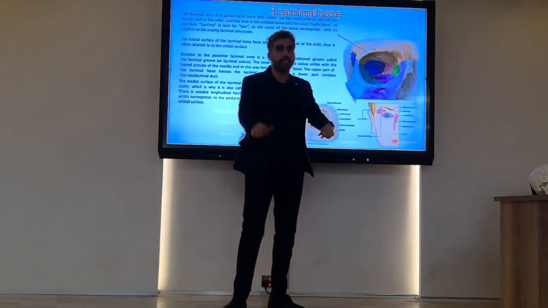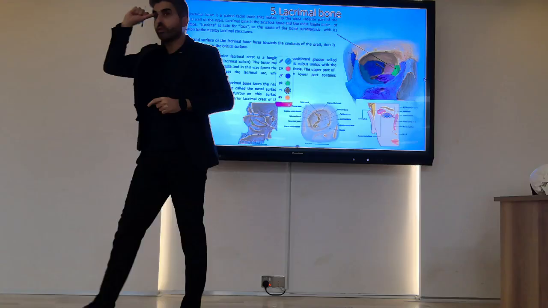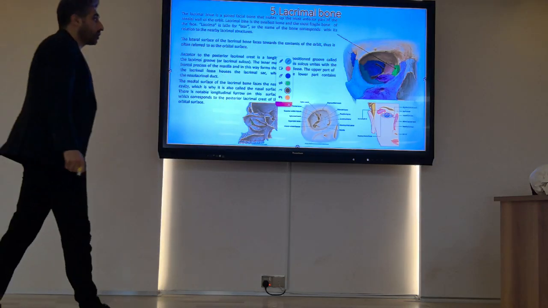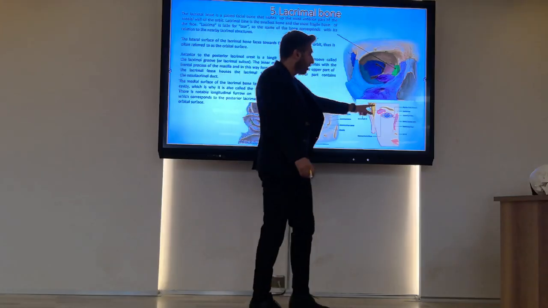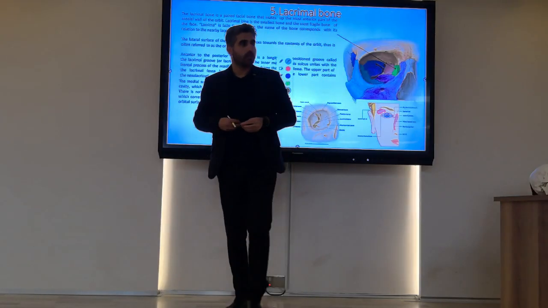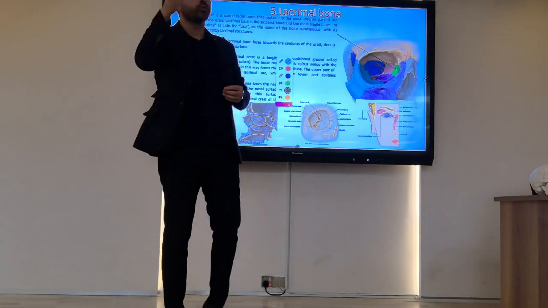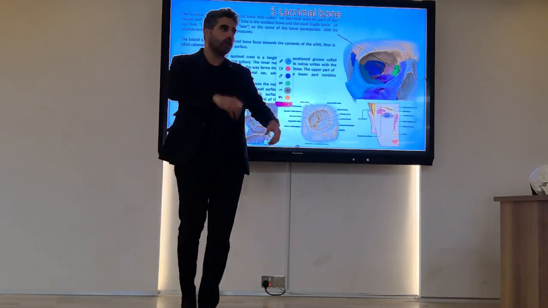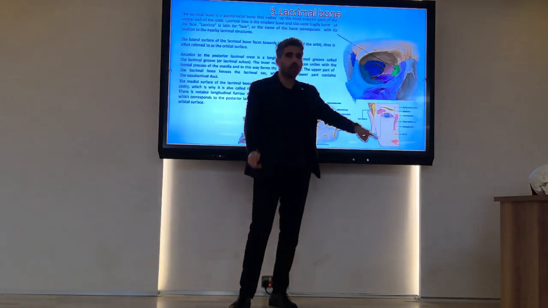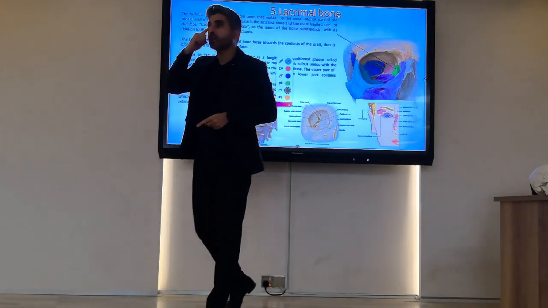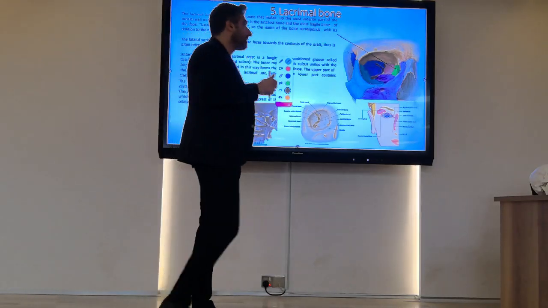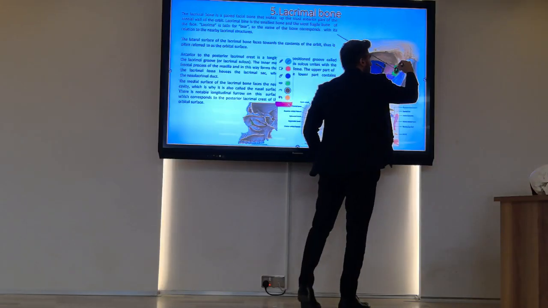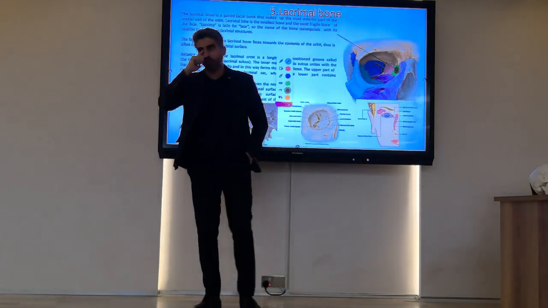The lacrimal gland is here, the upper lateral side of the orbit. Here is the location of the lacrimal gland. It consistently produces tears. And when you close your eyes, the tears come and collect in the lacrimal sac. The lacrimal sac is here in the medial side of the orbit, exactly here in the lacrimal bone. You can touch it. It's here.